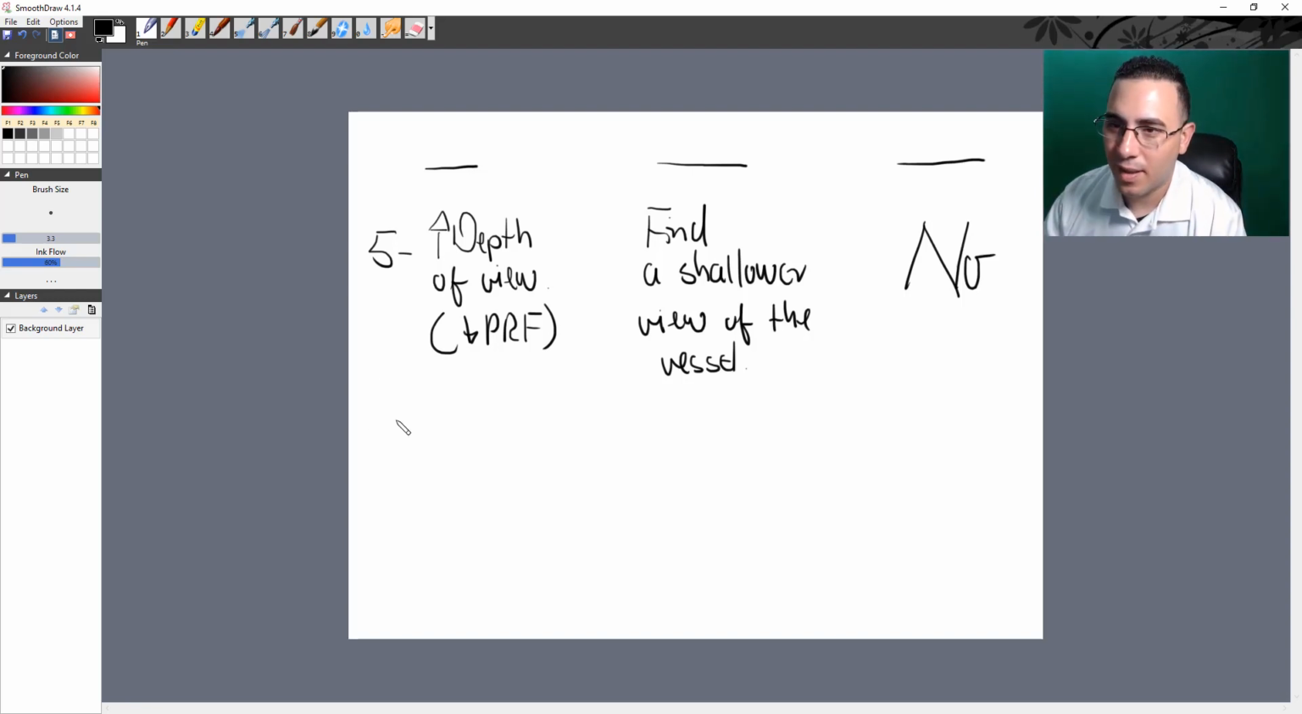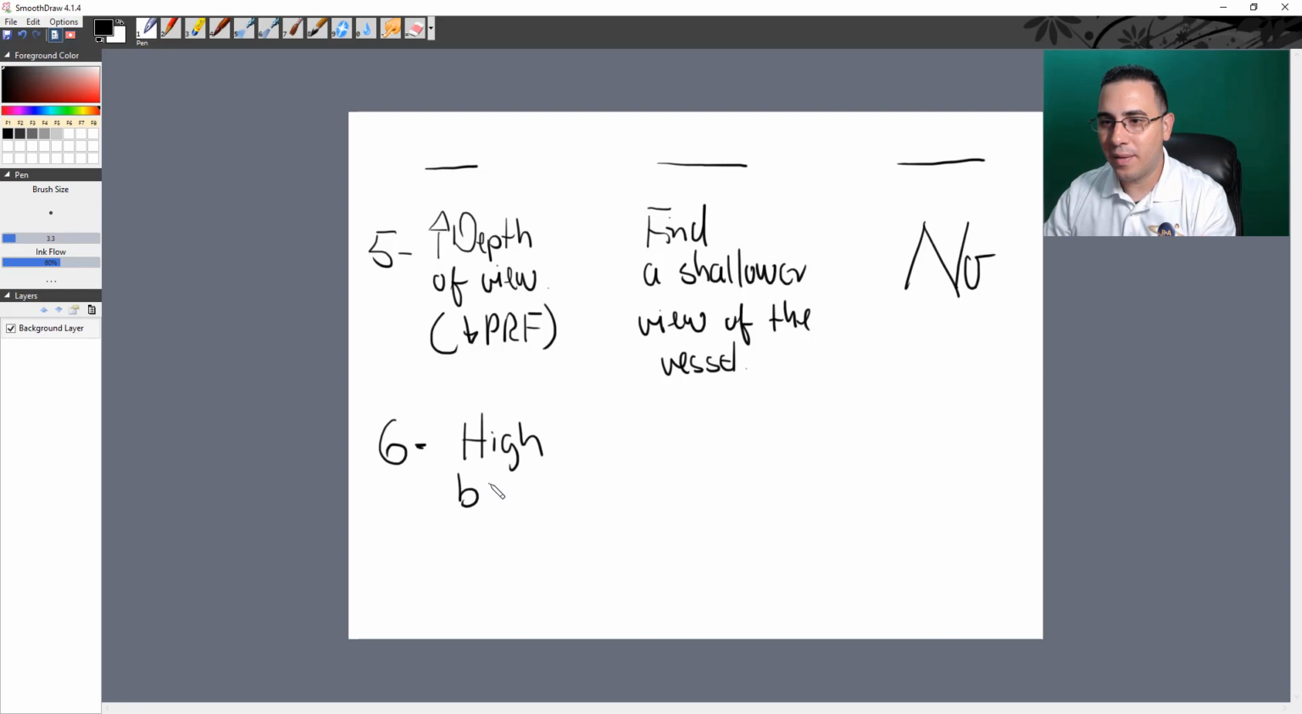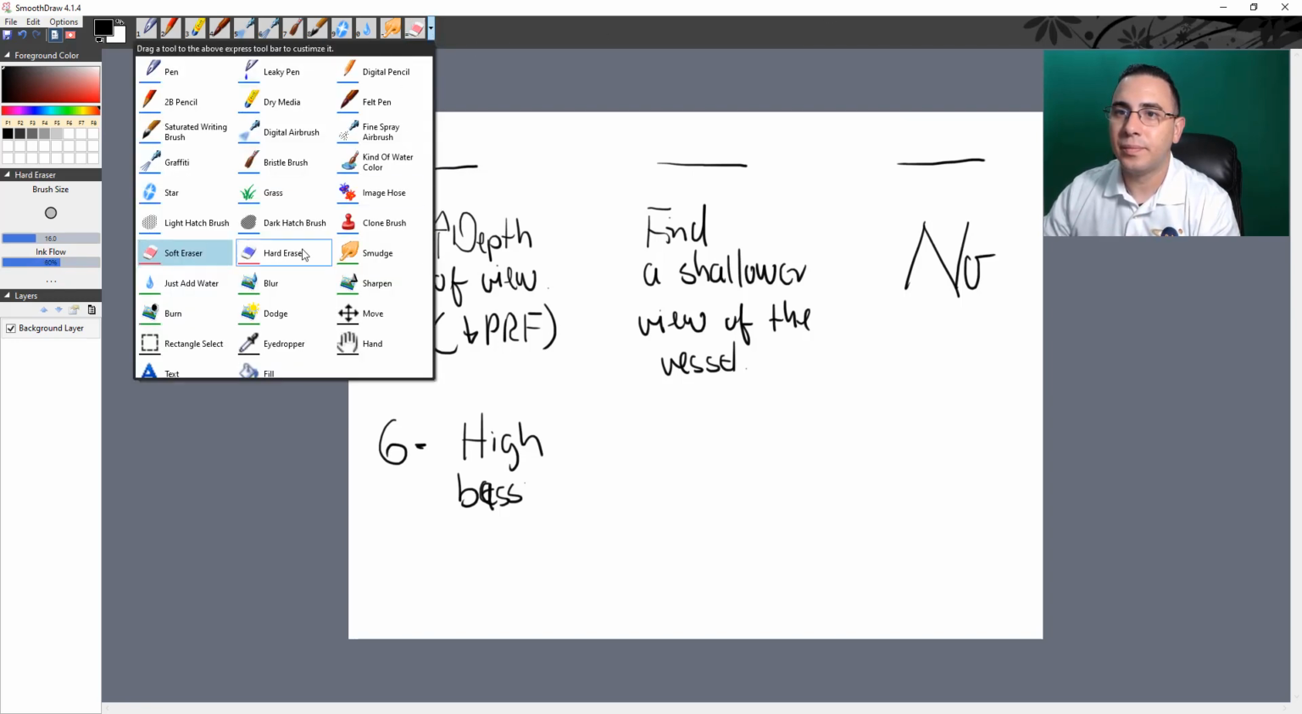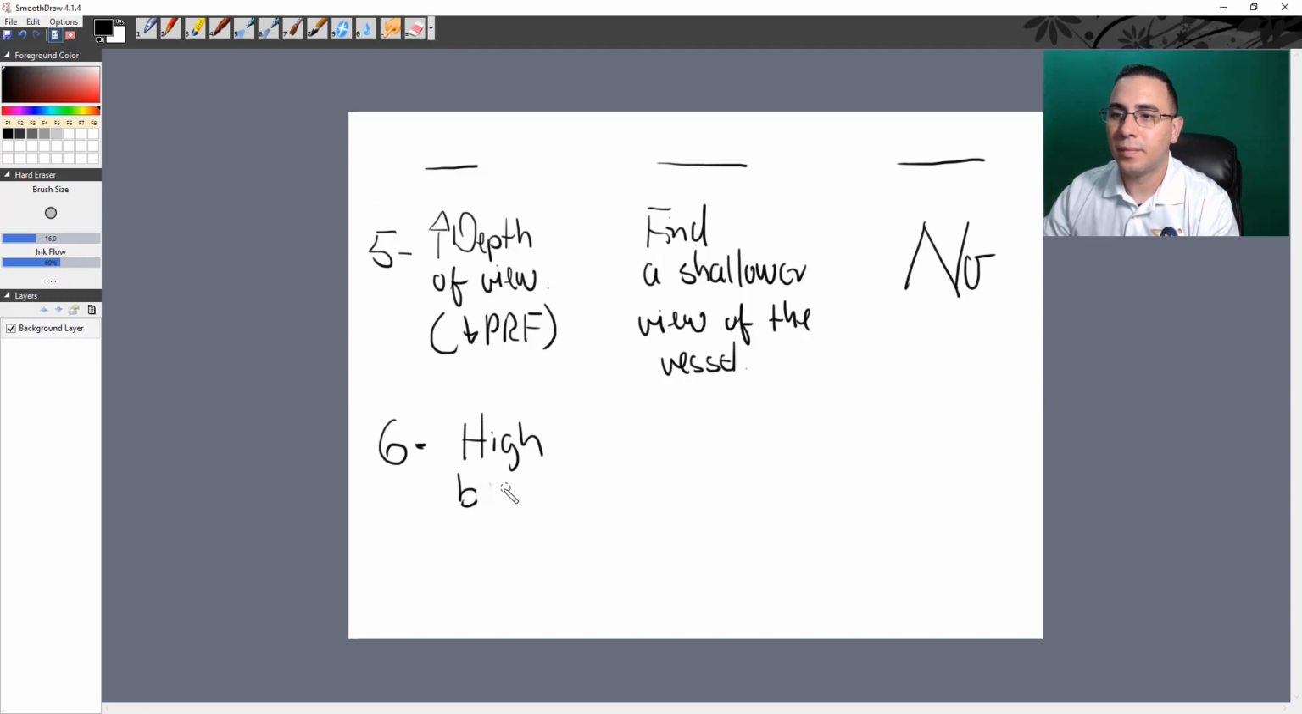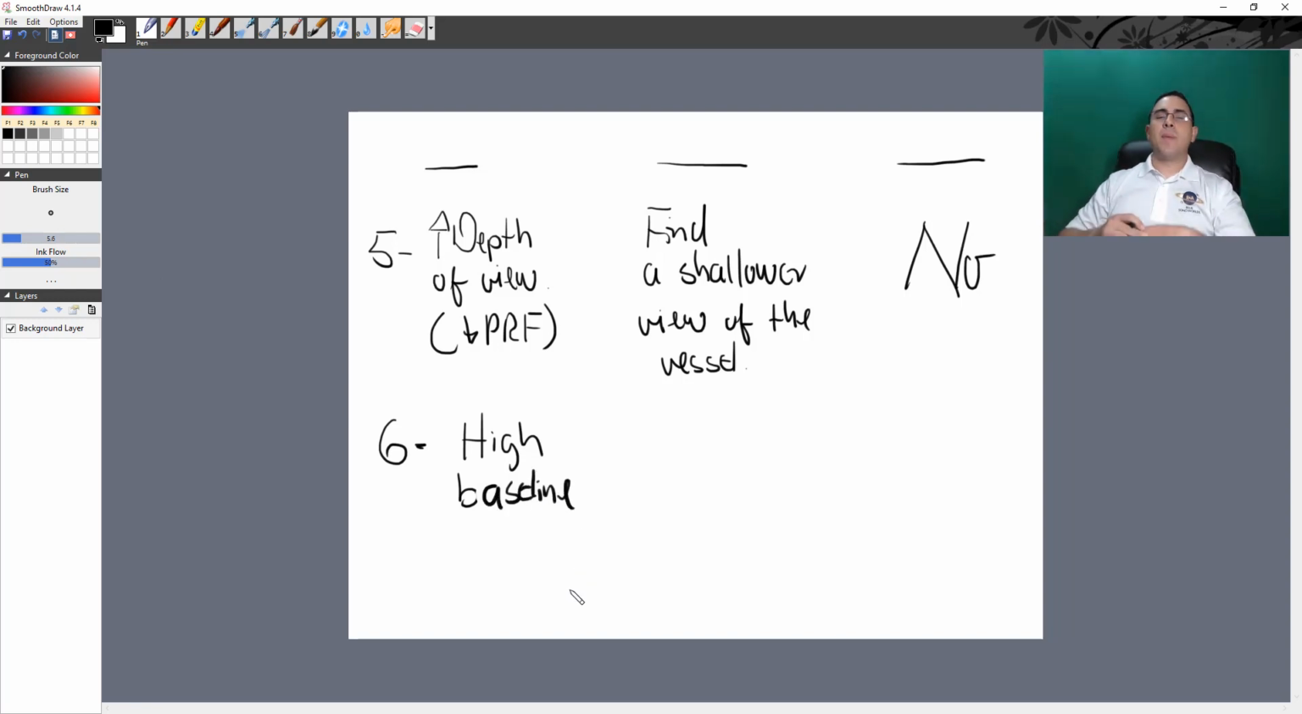And number 6 will be the baseline. Remember the floor? If that floor is so high, so if we have a high baseline, all right, we have a high baseline here. Let's erase this. All right, if we have a high baseline, then we're going to have less space between the floor and the ceiling. We don't like that. All right. So how do you get rid of the aliasing? All right, so lower the baseline.